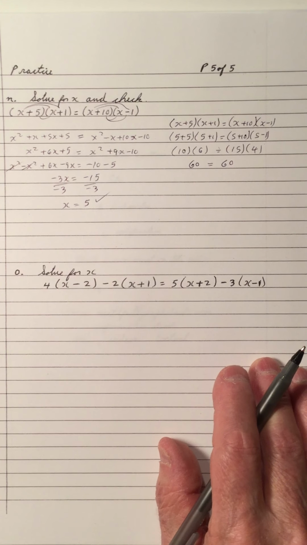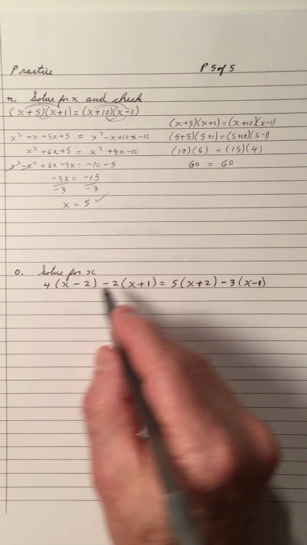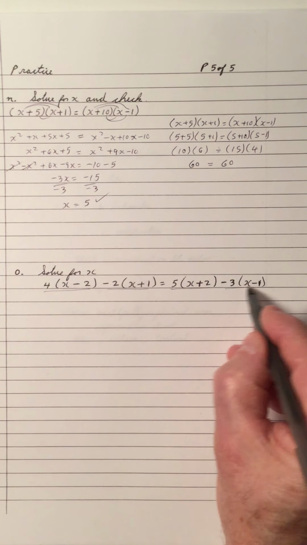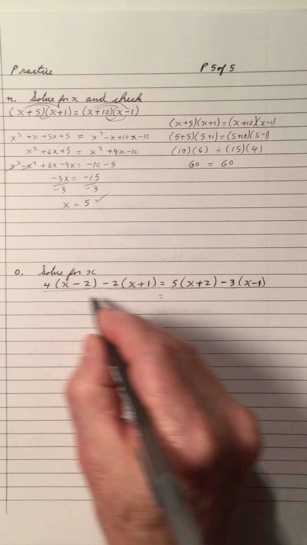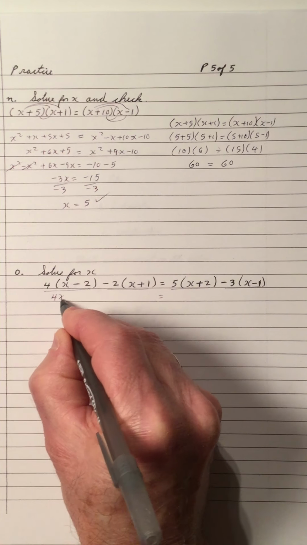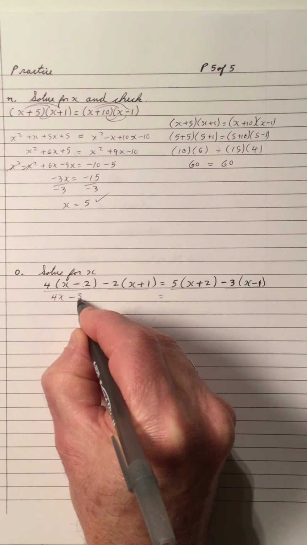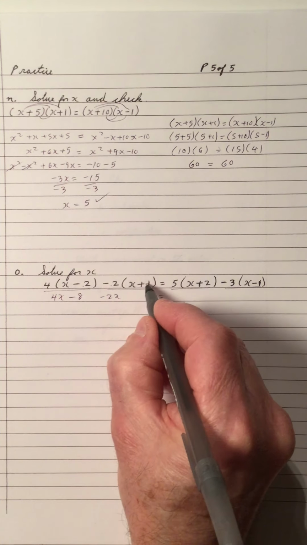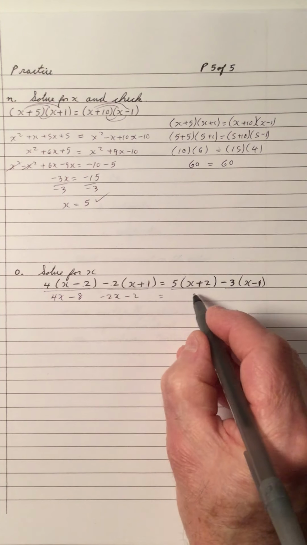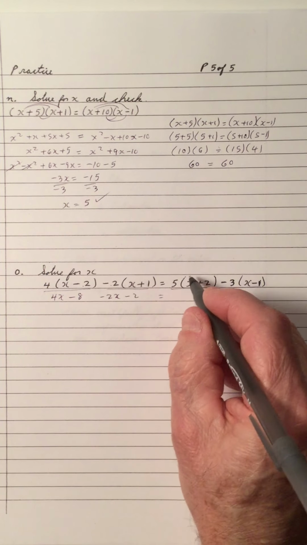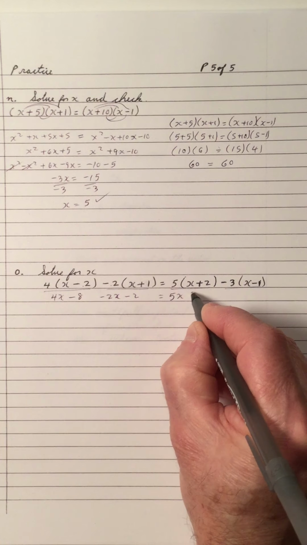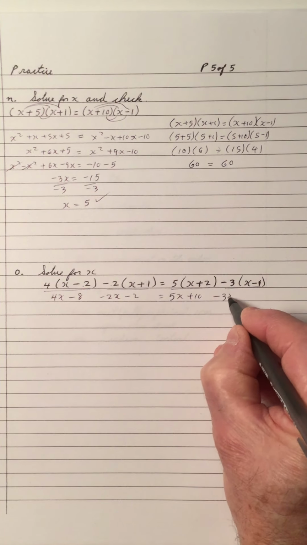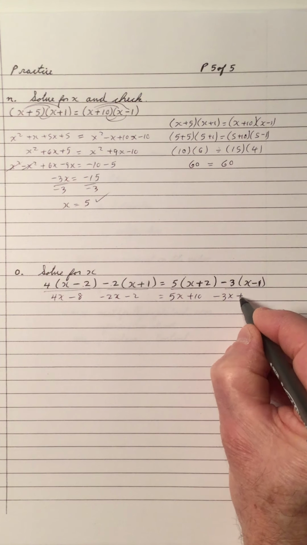Now solve for x. BEDMAS says we have to multiply these two, multiply these two, multiply these two. So we multiply. 4 times x, 4x. 4 times negative 2, negative 8. Negative 2 times x, negative 2x. Negative 2 times 1, negative 2. And we've got to multiply here. 5 times x is 5x. 5 times 2 is 10. Negative 3 times x, negative 3x. Negative 3 times negative 1, 3.